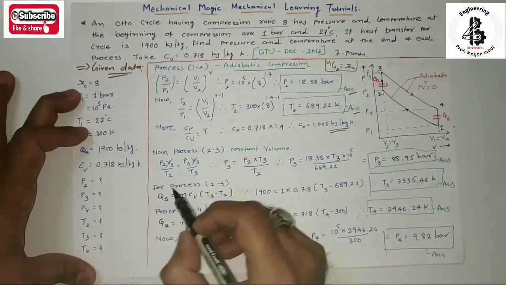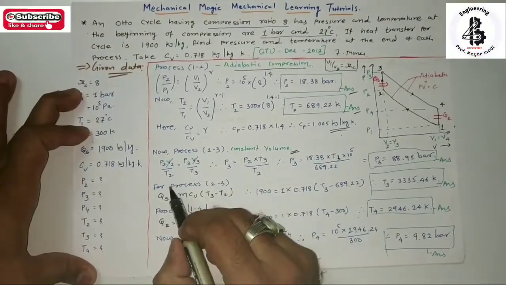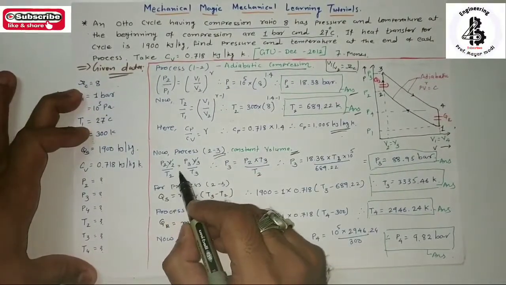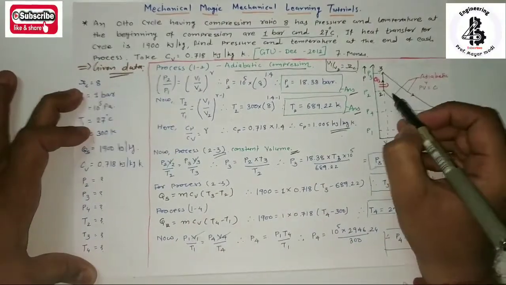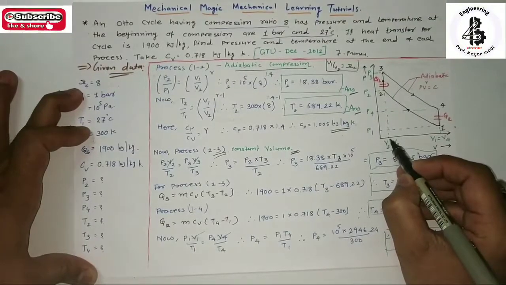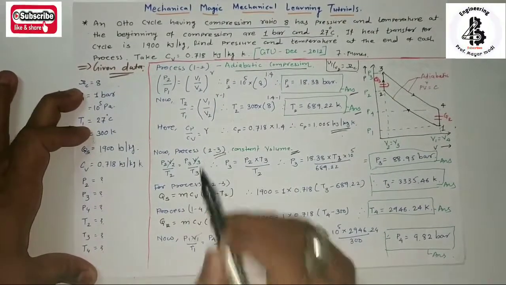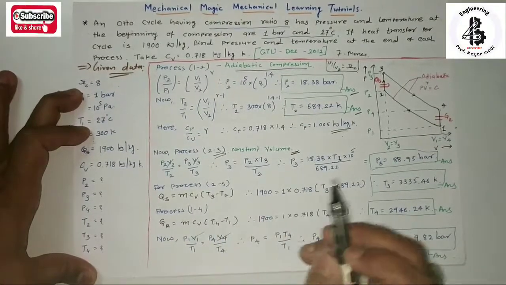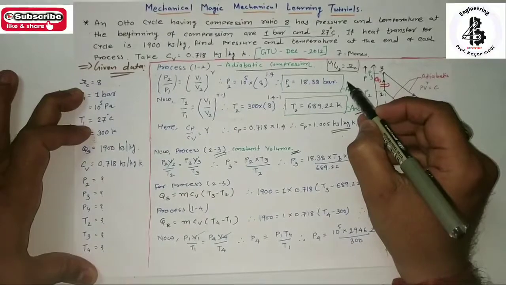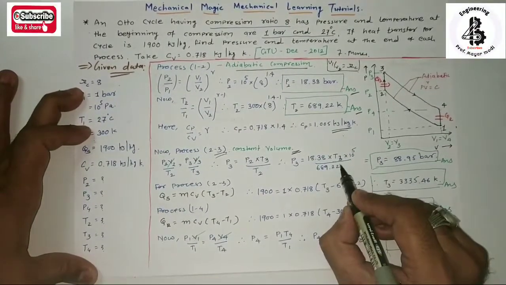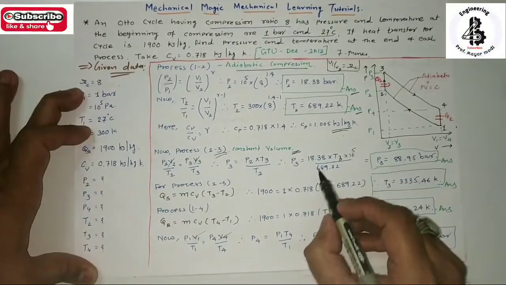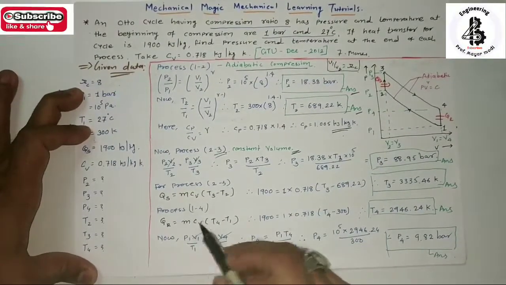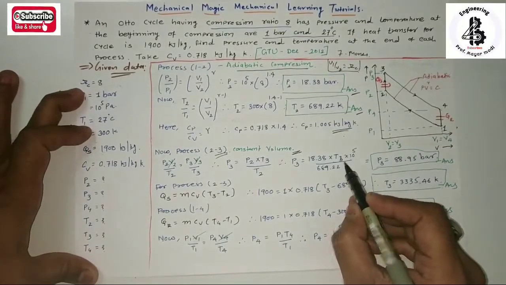Now I am interested in the constant volume heat addition process 2 to 3. So P2 V2 upon T2 equal to P3 V3 upon T3. But process 2 to 3 is a constant volume process, so V2 equal to V3. Finally you will get P3 equal to P2 into T3 divided by T2. Just put the value of P2 from here, 10 raised to 5 converting into pascals, and divided by T2, so that will be in the form of T3.